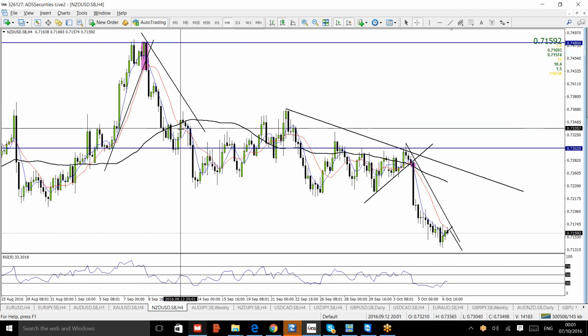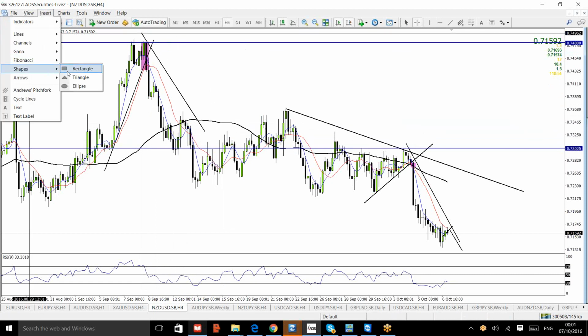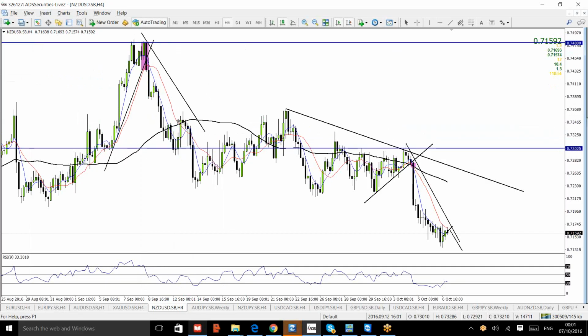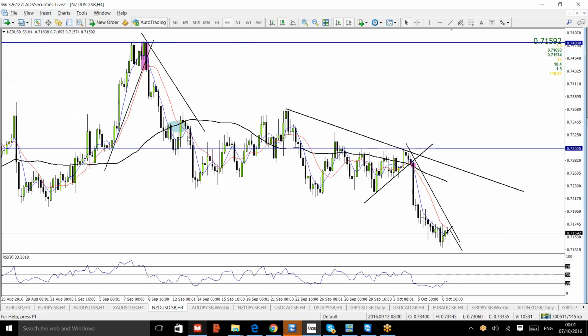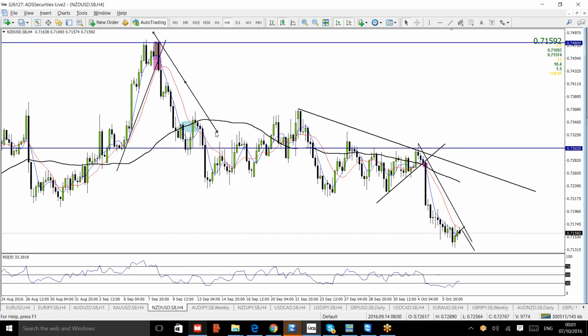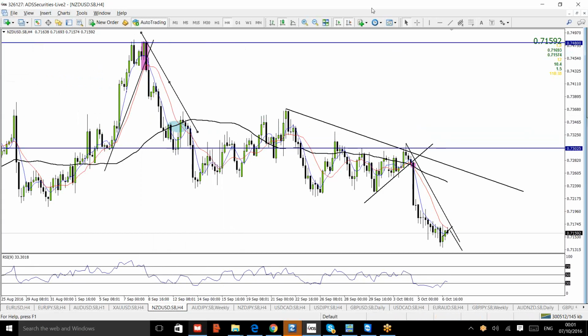You can exit your trade here. Yes, you can exit your trade here if you're trading. You can exit your trade here. But then you have this trend line, guys. Always wait for another entry, let's say.